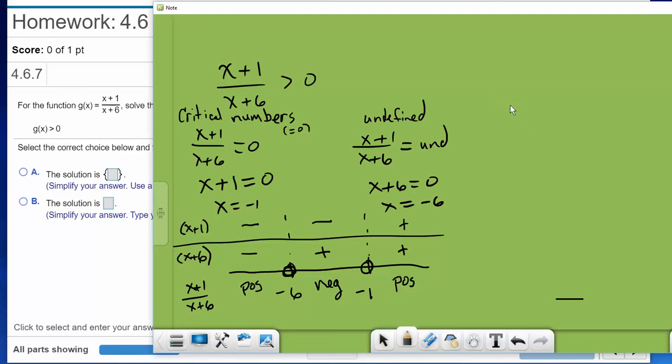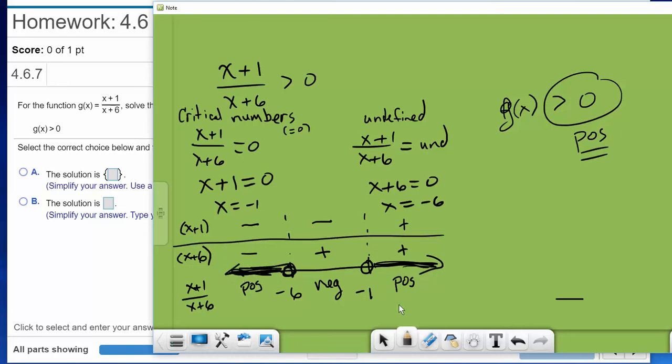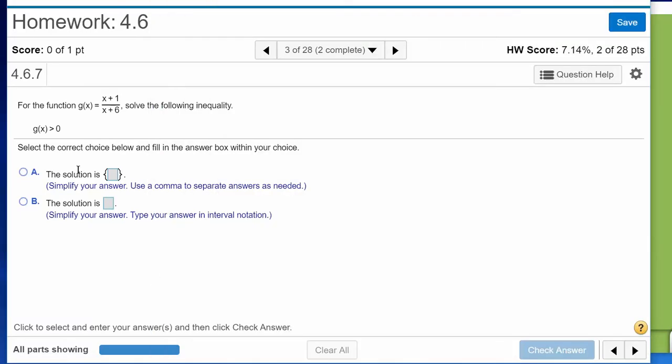Now if I want the function, this was g of x, to be greater than 0, we're looking for positive numbers, which are greater than 0. So that's this piece and this piece. So we have -infinity to -6 union -1 to infinity. Oops, infinity. I was going to fix it, but it doesn't matter.